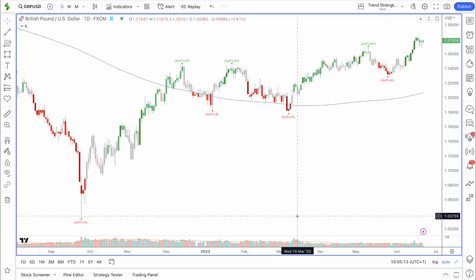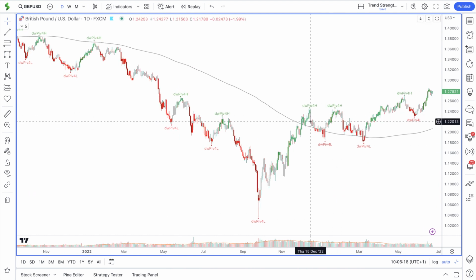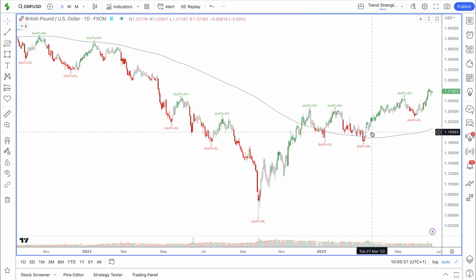A look at the daily time frame now, and you can see that price broke above the 200 simple moving average back in December 2022, did come back down and use the 200 as support around the start of this year, and then moved up again, came up to this point at 1.2427, and then failed and came back down to the 200 simple moving average. We saw a bounce off the 200 simple moving average in March, and since then price has formed this pattern of higher highs and higher lows.